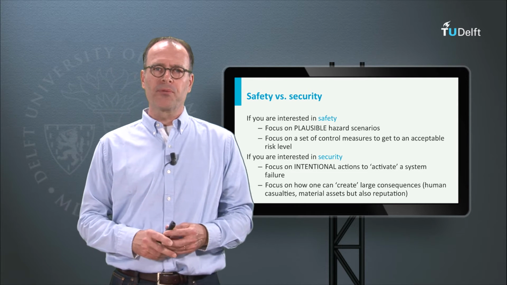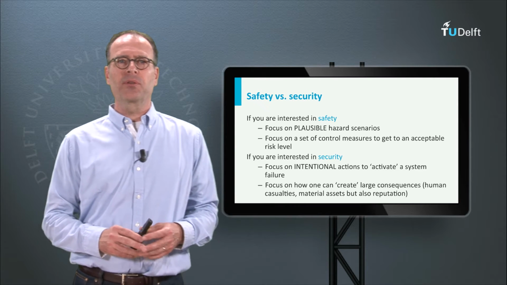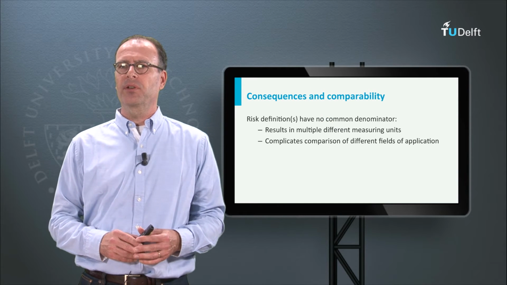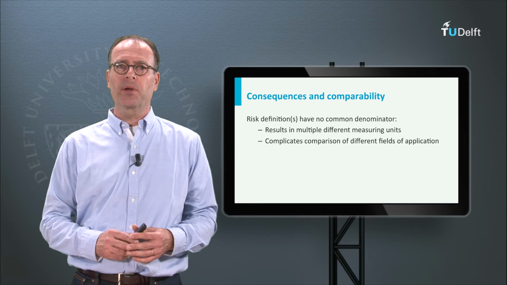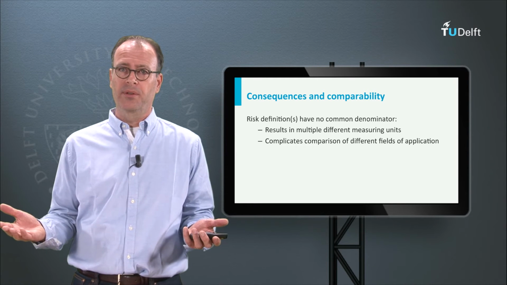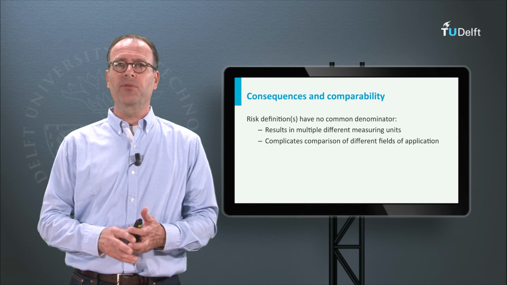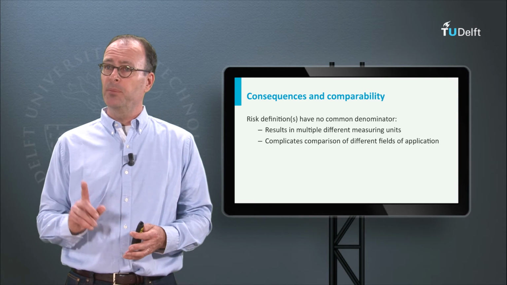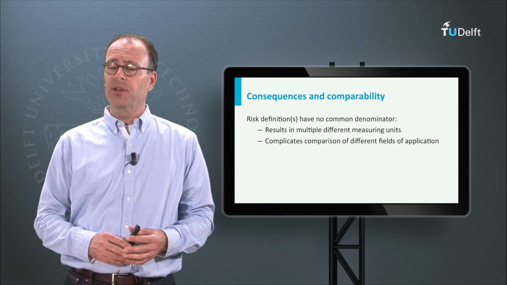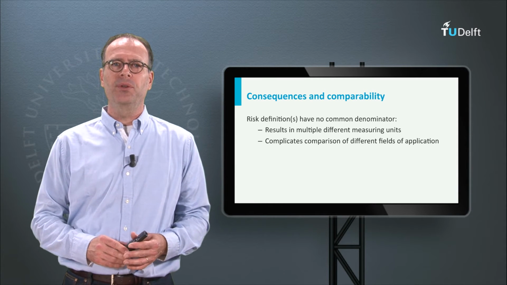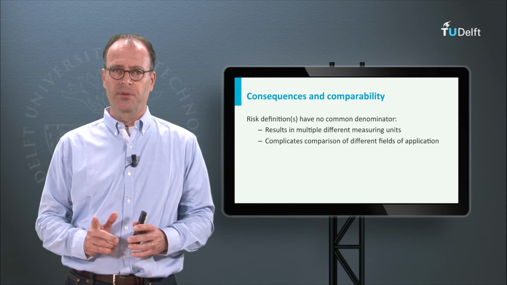One of the problems with risk quantifications is that they do not have a common denominator. This is important, otherwise we are comparing apples with bananas. So you will see risk quantifications in different guises, so be aware of that. If you want to compare risks of different activities, always make sure that you use the same measurement units.